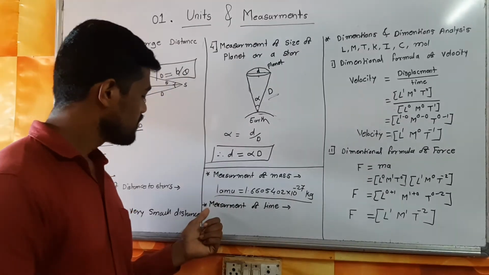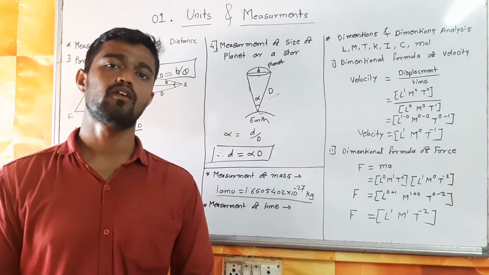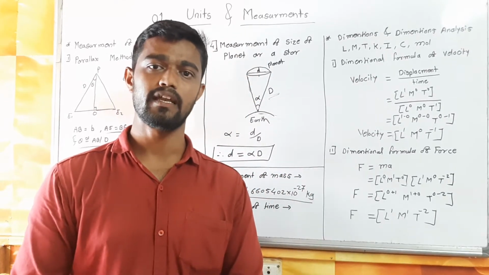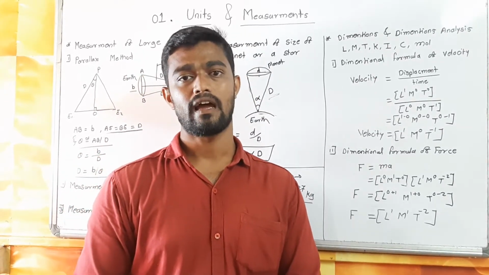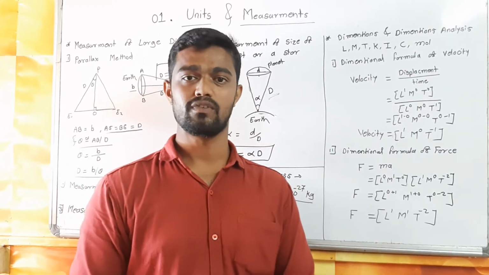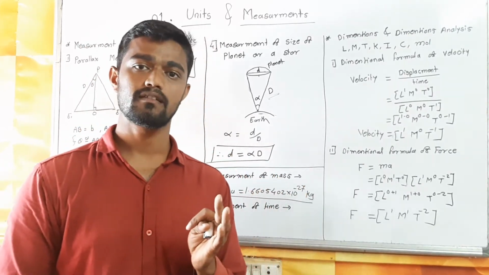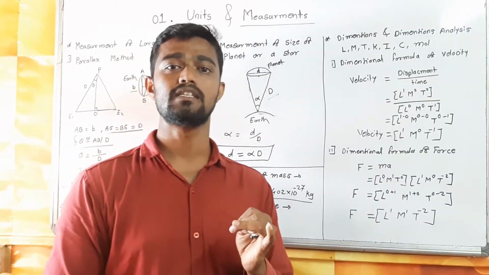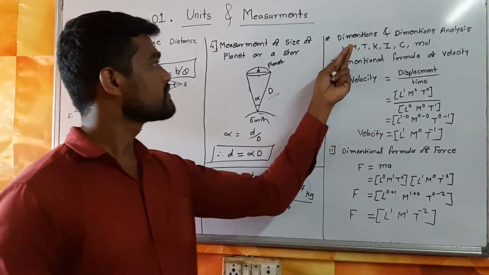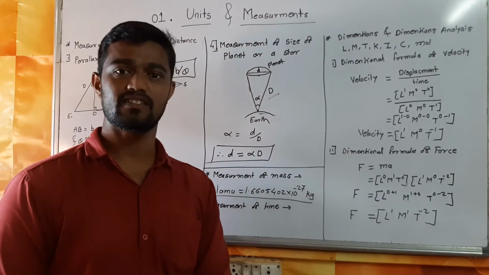Next, the second point is measurement of time. If you find out the time, which units do we use? First is second, second is minute, third is hours, and when 24 hours is completed, then you say 1 day is completed. So we use 4 units: second, minute, hours, and fourth is 1 day, which is defined as 24 hours. Next, the last point today, we discuss dimensions and dimensional analysis.